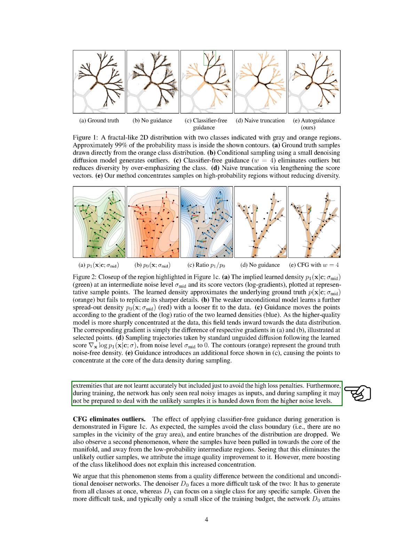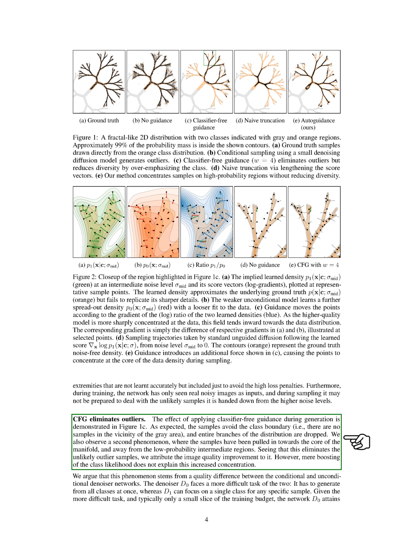Section: CFG eliminates outliers. In this section, we demonstrate the impact of using classifier-free generation, CFG. When we apply CFG during generation, we notice that the generated samples stay away from the class boundary, avoiding the gray area completely. Entire sections of the distribution are also removed. Additionally, we observe that the samples are pulled towards the center of the data manifold, away from low probability regions. This helps in getting rid of unlikely outlier samples, leading to an improvement in image quality.